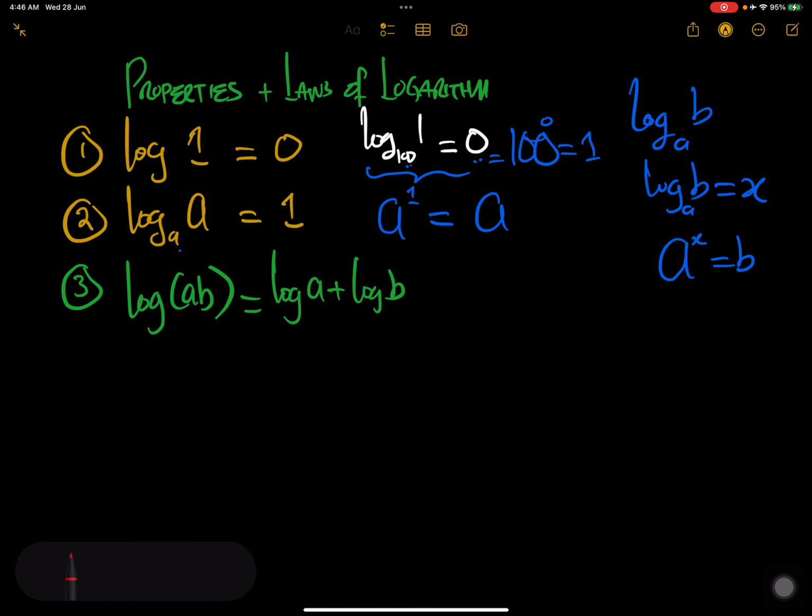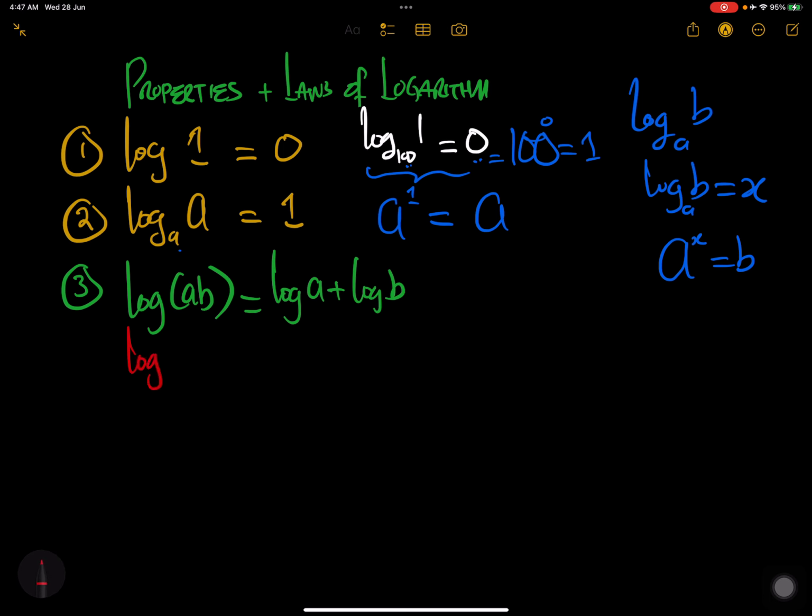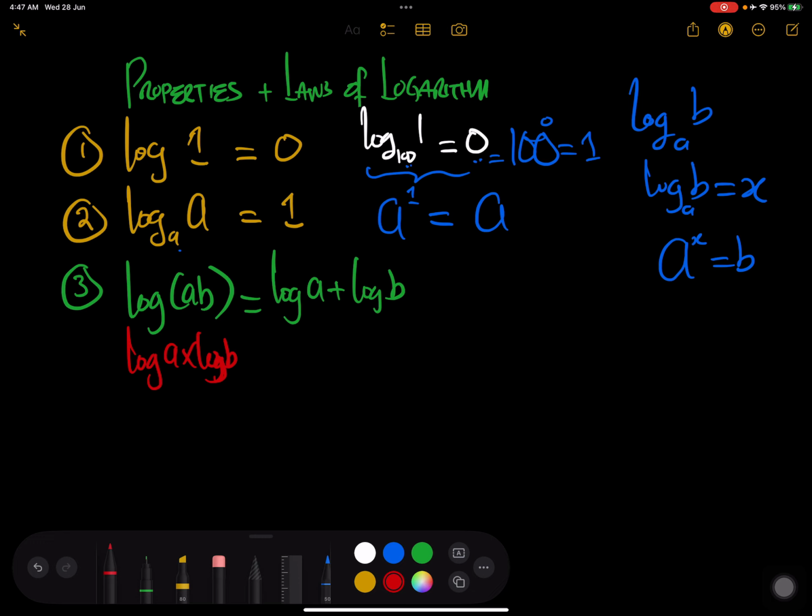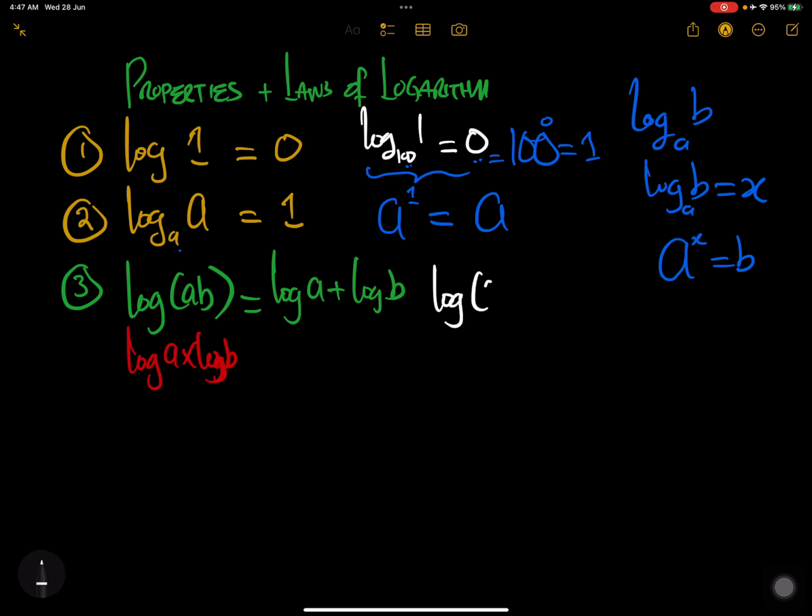If in case you're looking at log A times log B, no, it's wrong. They're not the same at all. The log of AB is not the same as log A times log B. They're not the same. So if let's say we have log 6.